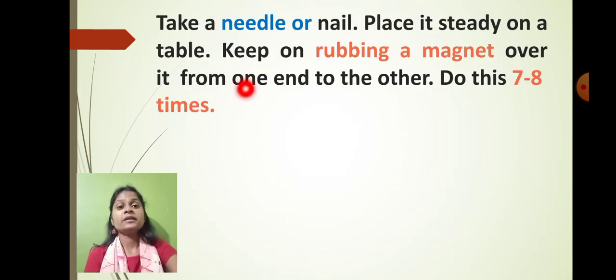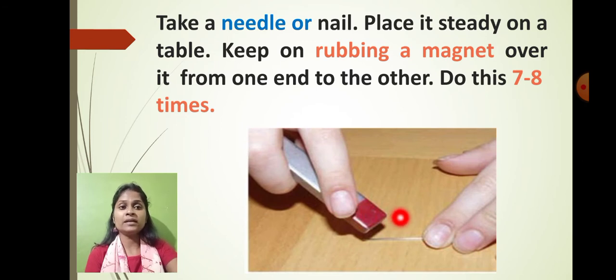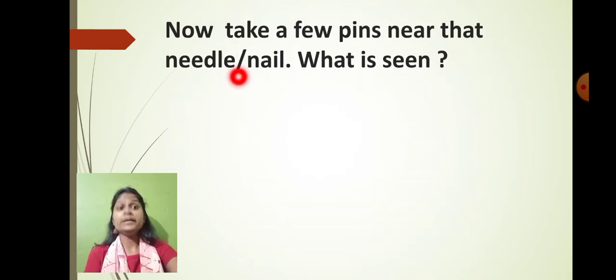Students, now the last property of the magnet we are going to learn. Suppose we take a needle or a nail and place it steady on the table. Keep rubbing a magnet over it from one end to the other end. Do this 7 to 8 times. Then take a few pins near to that needle. Now what will you see?